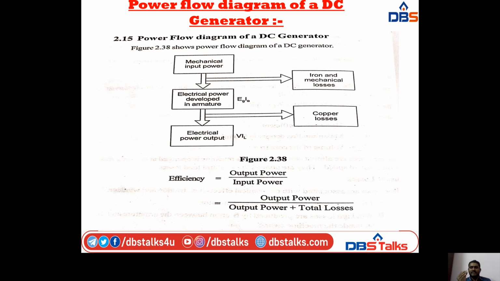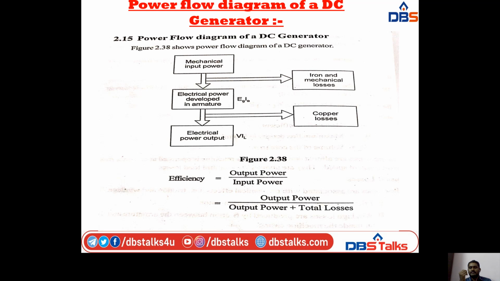That means in between we have electrical power developed in the armature. When we give the mechanical input power, after that we have iron and mechanical losses. After that we have electrical power developed in the armature, that is EG into IA, the generated EMF into armature current. After that we have the copper losses, and lastly we have the electrical power output, that is V into IL.